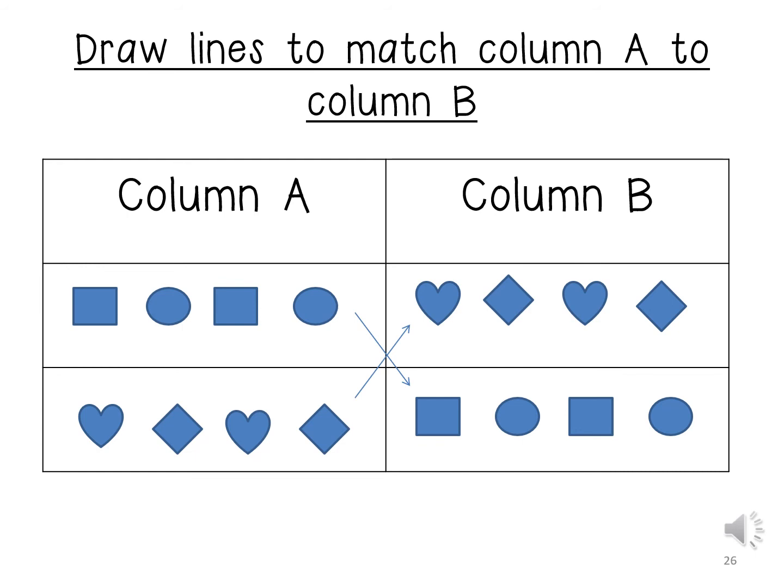So here, boys and girls, as you can see, I have matched column A with column B by putting in arrows. So you can see in column A, my first block matches with the second block of column B. Square, circle, square, circle. And my second block of column A matches with my first block in column B. Heart, diamond, heart, diamond.